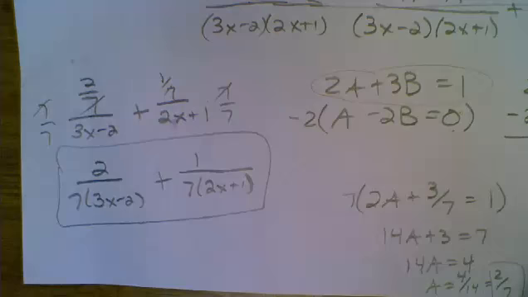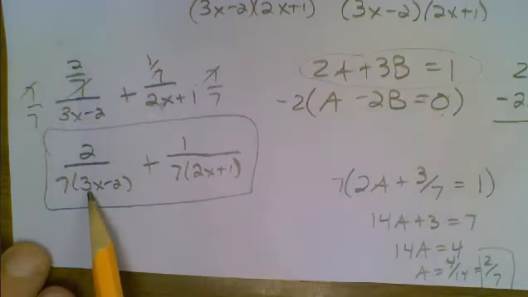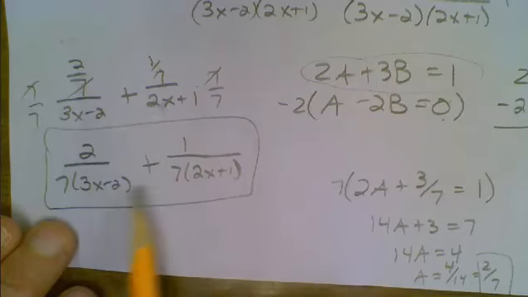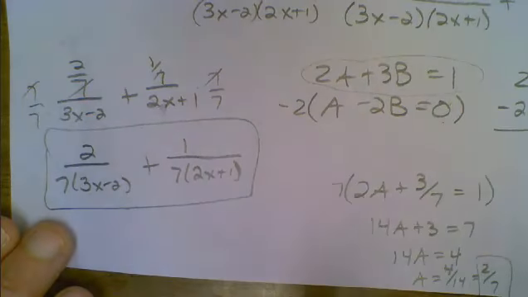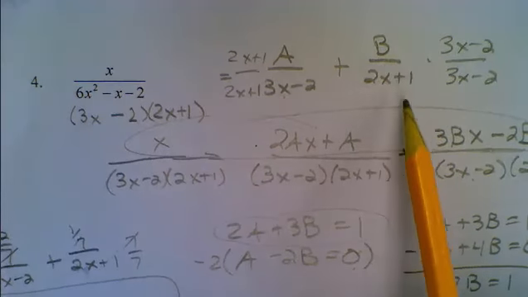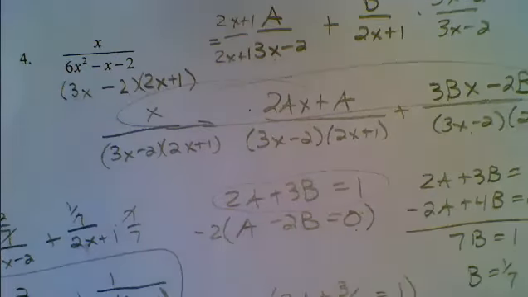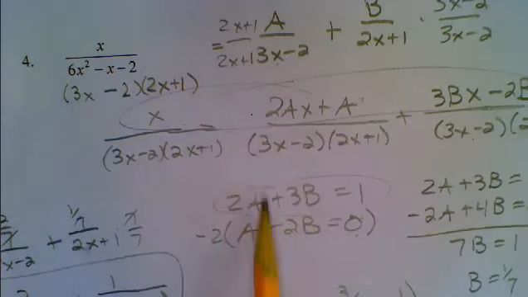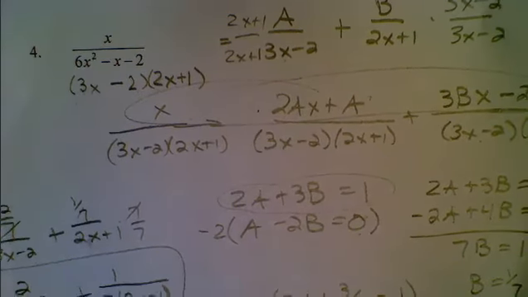So that one was just a little bit different, just making sure you know that those factors can be any linear factor. That's okay. You still write it as a over 3x minus 2 and b over 2x plus 1, and then go through to find your numerators so that you can find your system of equations.